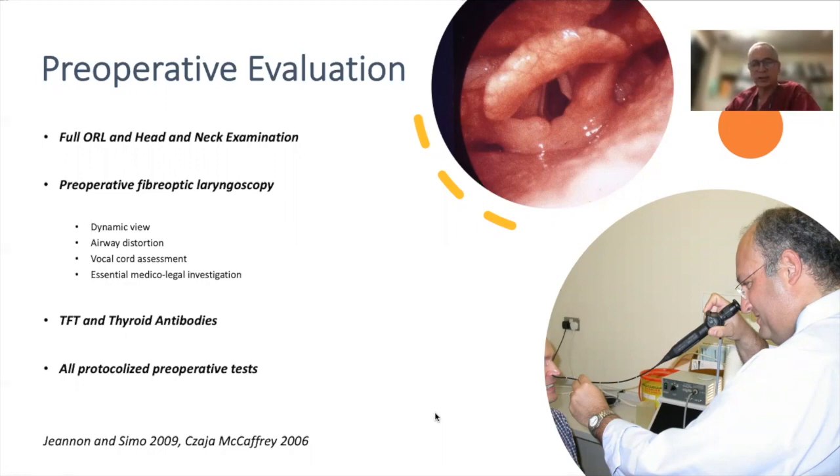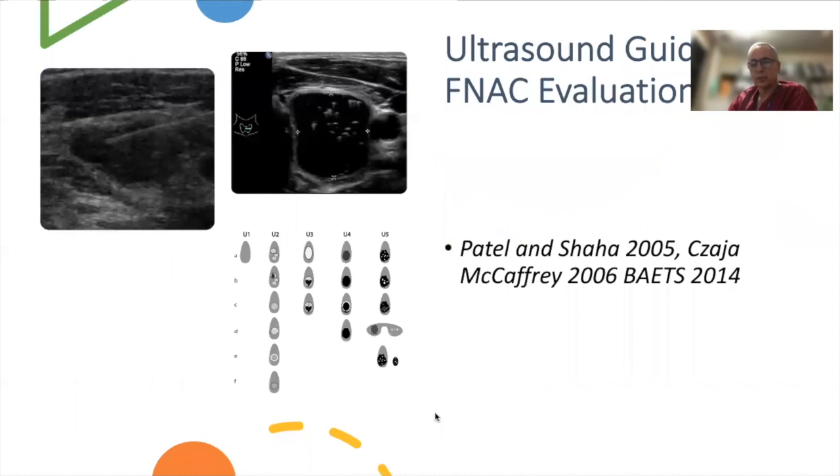Then you will do a thyroid function test and thyroid antibodies, and different units will have other tests. Here, especially if we're thinking of a total thyroidectomy, we'll do, for instance, a bone profile. We will do an ultrasound-guided fine needle aspiration for all of them, using the current ultrasound classification of the British Thyroid Association, and we encourage the radiologists to use the U classification.